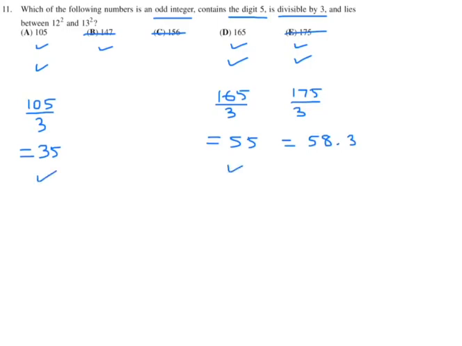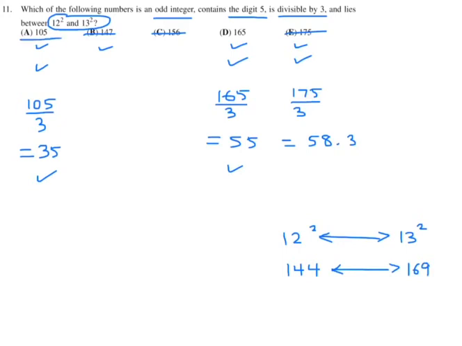Final criteria is between 12 squared and 13 squared. 12 squared, of course, is 144. 13 squared is 169. So which of these numbers is between 144 and 169? And of course the answer is D.